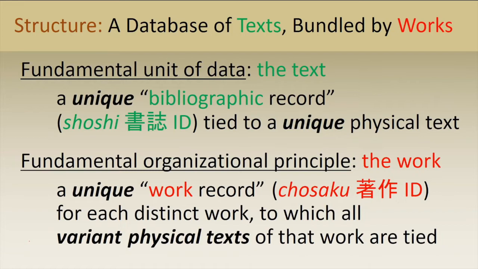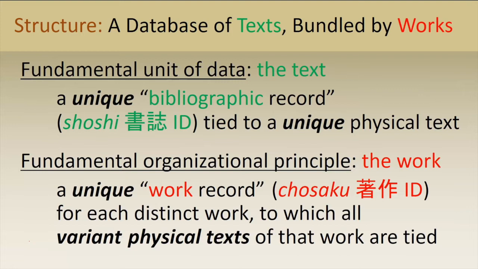In NIJL's database, the most fundamental unit of data is a text, a physical text at an actual holding institution somewhere in the world, mostly in Japan. Each unique text added to NIJL's database is represented there by a unique bibliographic record, to which we assign an identifying Shoshi ID, or bibliographic ID number.